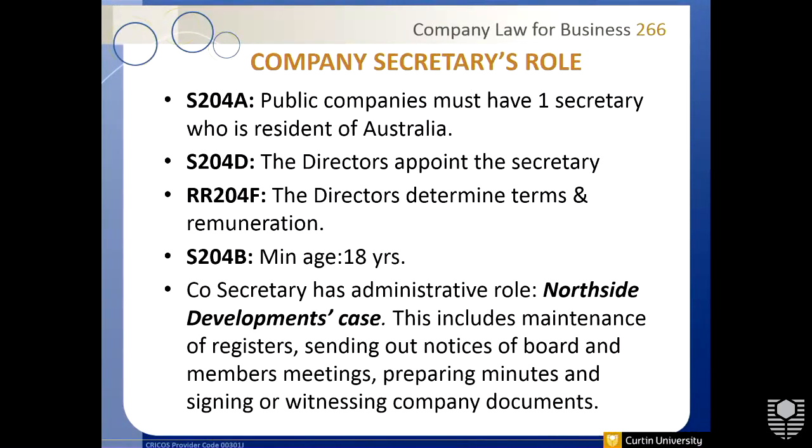All right. Now, for company secretary, proprietary companies do not require a company secretary. However, a public company must have at least one company secretary, and this is found under Section 204A. Now, Section 204D, the directors will appoint the secretary. 204F, directors determine the terms and remuneration, meaning to say they will determine how much the company secretary will be paid and all that. So they'll enter into a contract which governs all these terms and conditions.